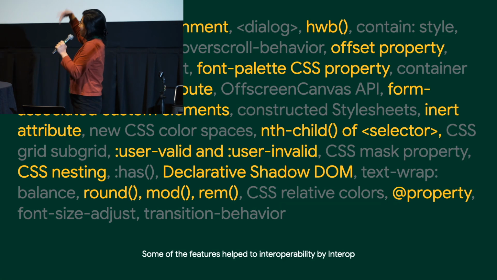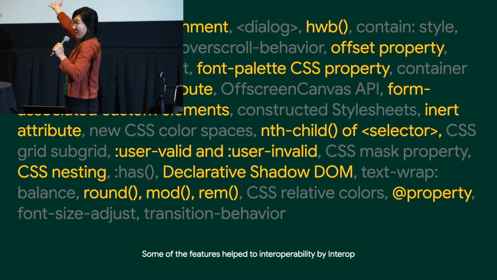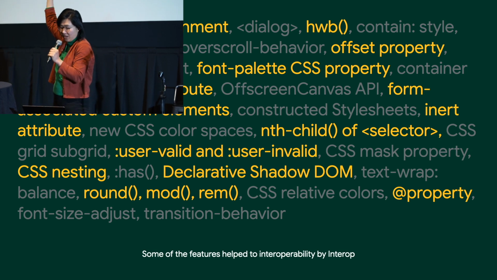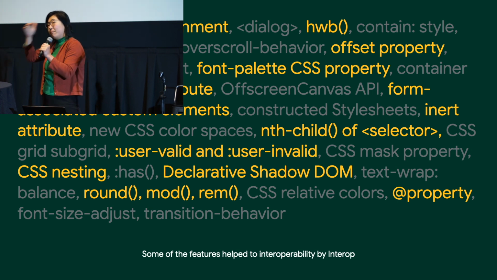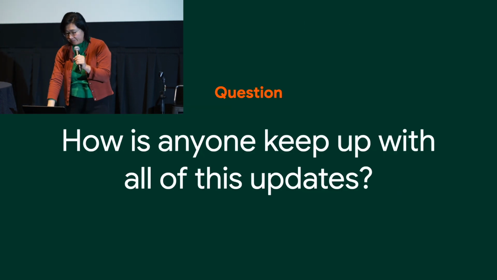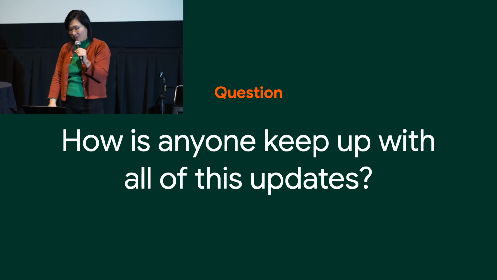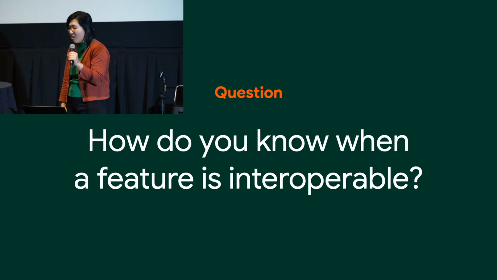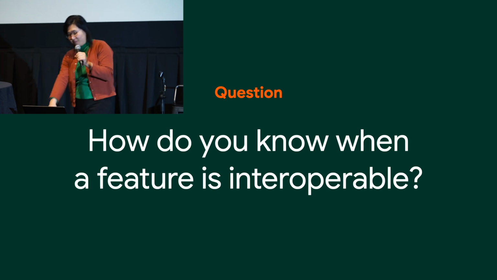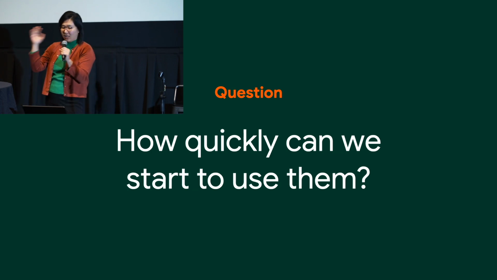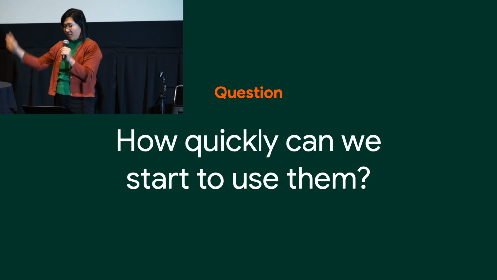So into a project, remember the list of the features that became available in the past 2 years? If I select some features, the ones in orange were the ones that got accelerated by Interop. So how is anybody supposed to keep up with all of these updates? And how do you know when a feature is interoperable? And how quickly can we start to use them once they hit interoperability? You know, the question we all have.